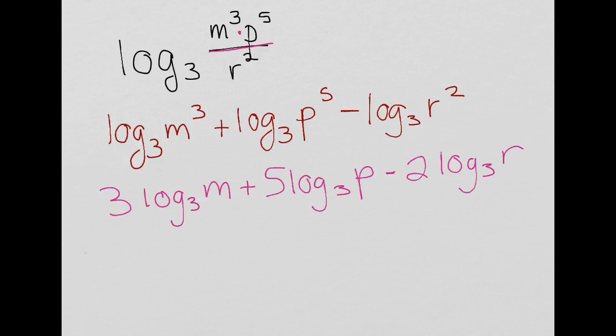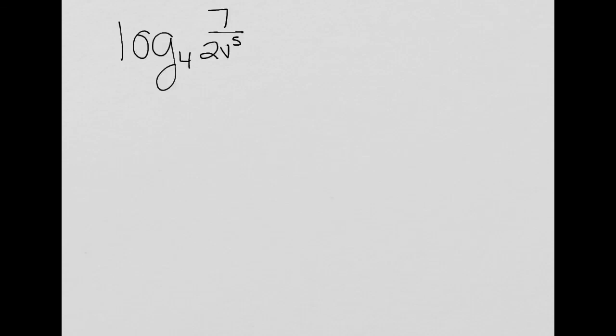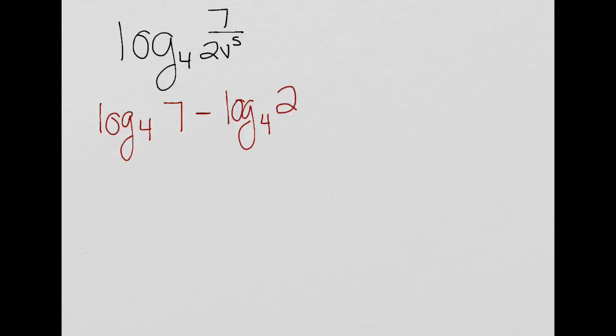All right, let's try another example. Here's another one we could expand. So I see a division sign, it's going to mean subtract. I see a multiplication here, and I also see an exponent, so I have to use my power rule. We're in log base 4. That basically just means I have to write that log base 4 a million times. So log base 4 of 7, subtract log base 4 of 2 times log base 4 of v to the fifth.